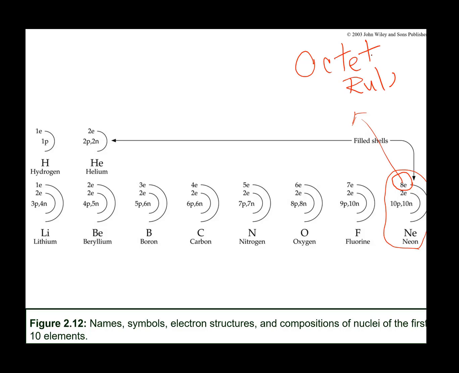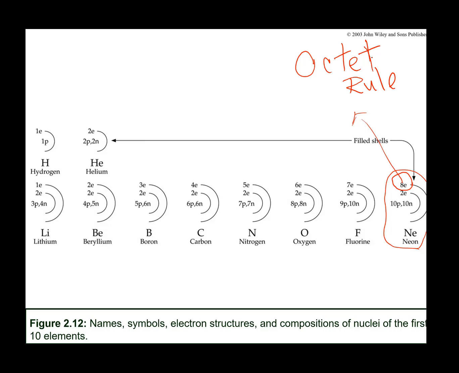Octet Rule says. Question really fast. Yes, dear, go ahead. Does the Octet Rule specifically apply to the second shell, or is it any? No, any substance which has 8 electrons, doesn't matter which shell, is going to be stable. Now, the second shell is a shell which can have a maximum of 8 electrons.